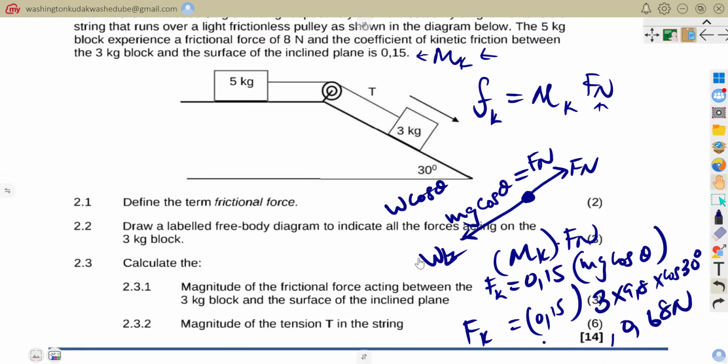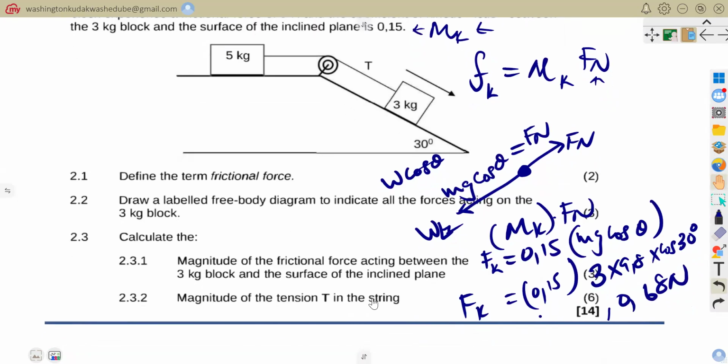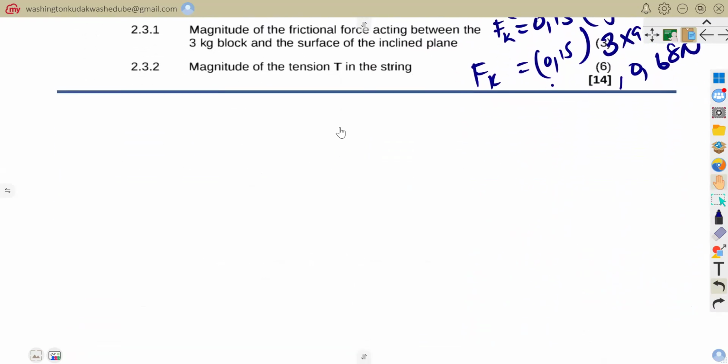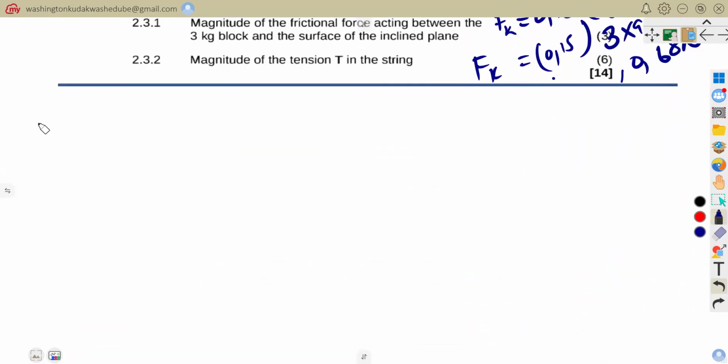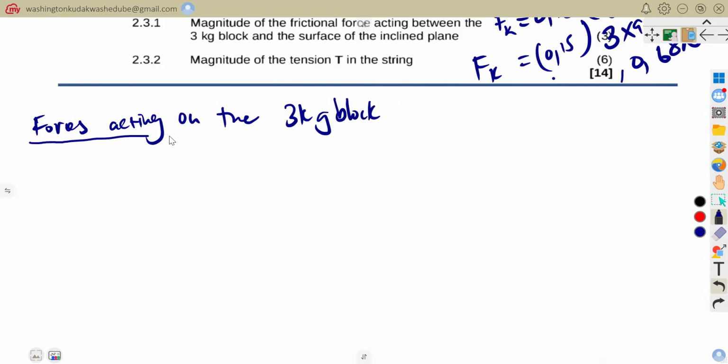Now let's look at the next one. They're saying now calculate the magnitude of the tension in the string. This is where you look at the forces acting on this block and the forces acting on that block. So I would use the space below here to say that let's first look at the forces acting on the 3 kg block, which we have already looked into. That would be F net equal to ma according to Newton's law.